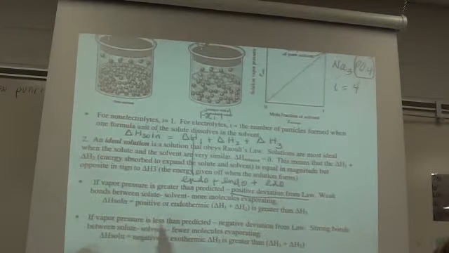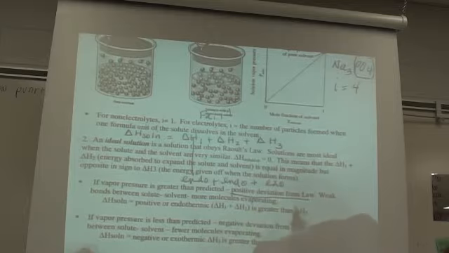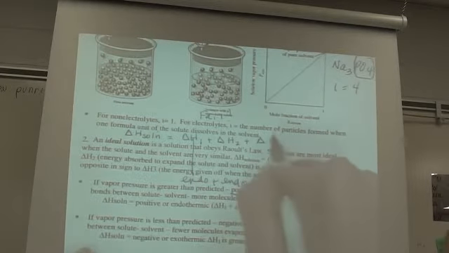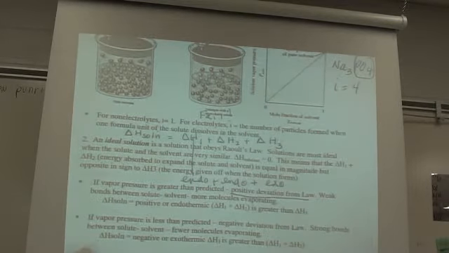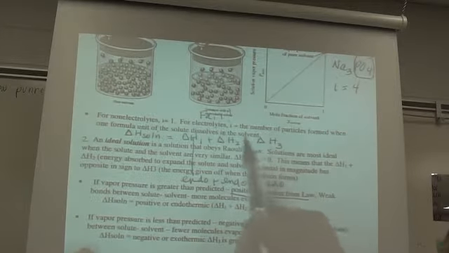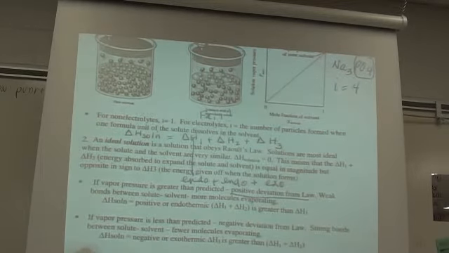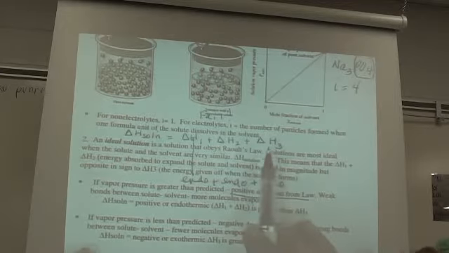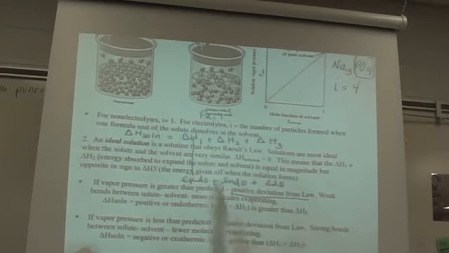If the vapor pressure is less than predicted, that's a negative deviation from the law. That means there are strong solute-solvent attractions. This is a bigger quantity. So if this is bigger than these two are, that means the solute and the solvent are hanging around together and they like each other.